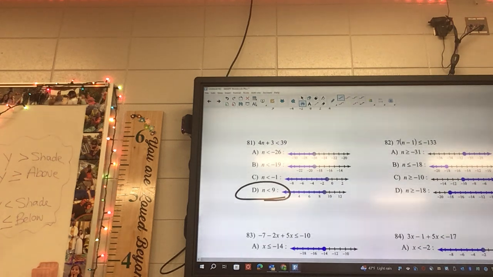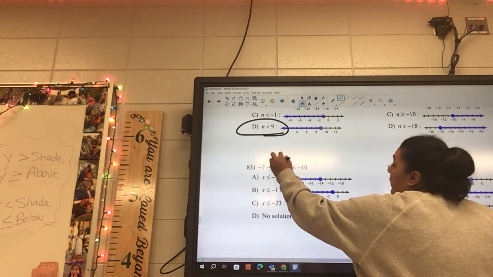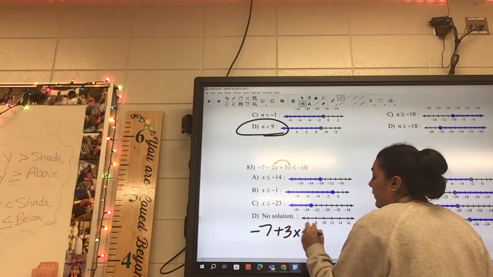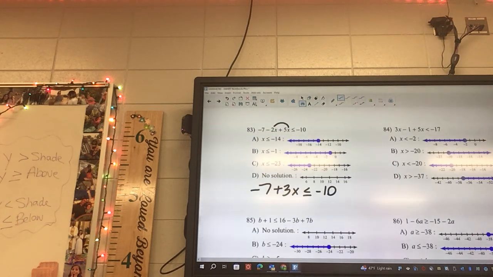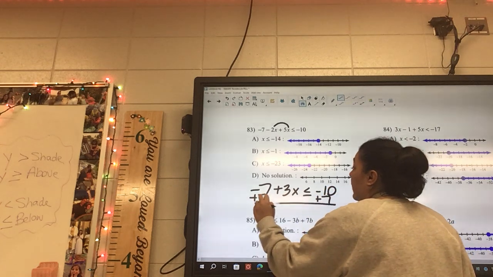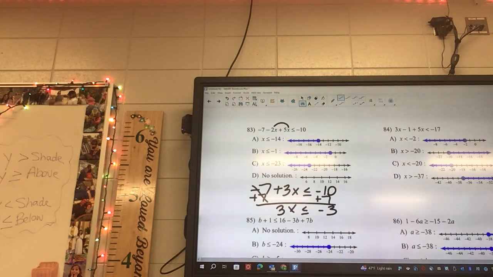Okay, 83, you're going to have to do some math. Our first step is going to be to combine. So -2 and 5. So I'm going to get -7 plus 3x, which gives me a -10. Okay, and then what would need done? Take away 3x. We'd add 7. So I get 3x and a -3, then what would I have to do? Divide by 3, so negative 1.